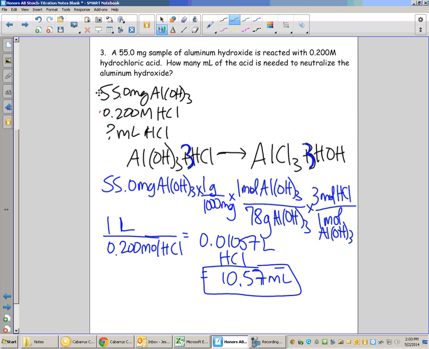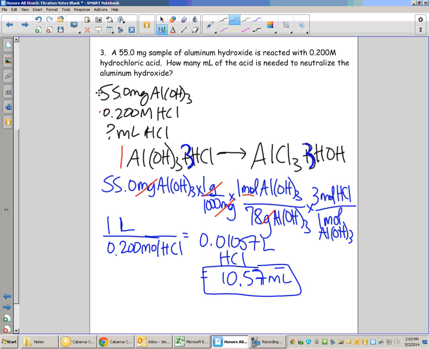I have my BC written out, which you all probably already have down. I took my 55 milligrams of aluminum hydroxide. I went to grams by dividing by 1,000 milligrams, and then multiplied by the mole ratio of 1 AlOH3 and 3 HCl. The reason I did that, I'm sorry, I'm not there yet. I'm going too fast. 1 mole over 78 grams is the molar mass of aluminum hydroxide. The reason I did that is because I had milligrams gone already. I needed to get rid of grams first, and now I'm in moles of aluminum hydroxide.